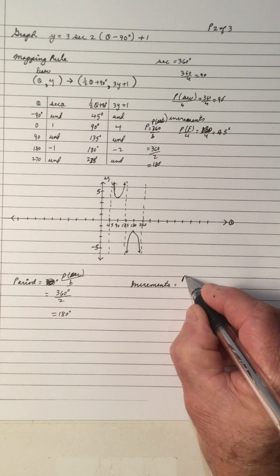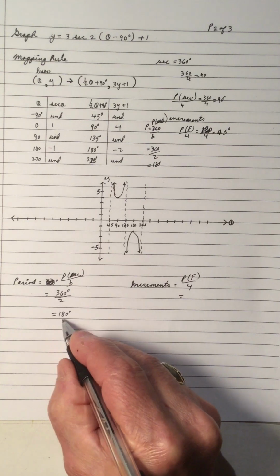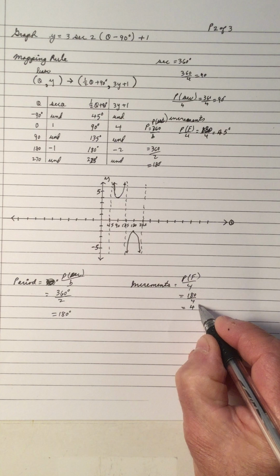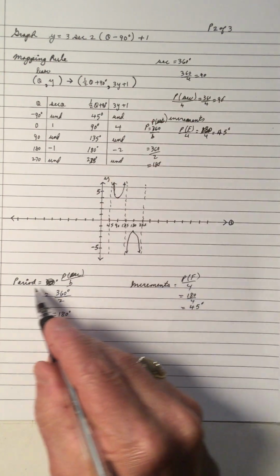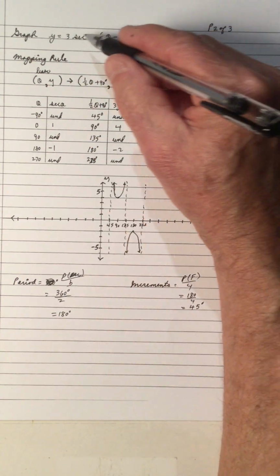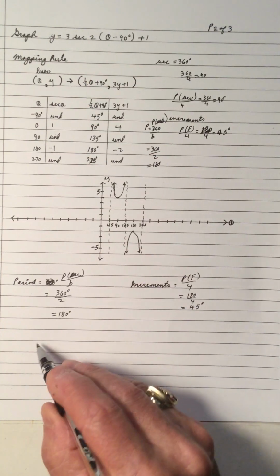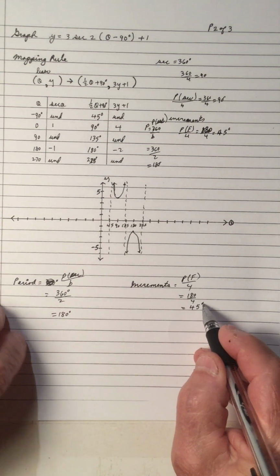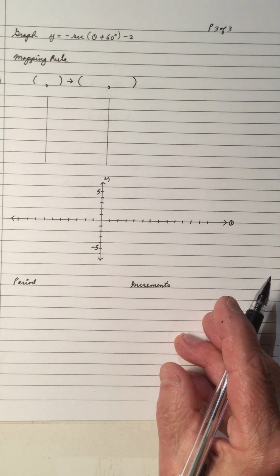The increment changes is the period of the function divided by 4. The period of the function is 180 divided by 4, so the increment changes are 45 in the table, as we can see. So the period of secant is 360, but the period of this equation is the period of secant divided by b. And the increment changes is the period of the function, which is 180 divided by 4, 45. Gotta keep that straight. It's easy to make a mistake.